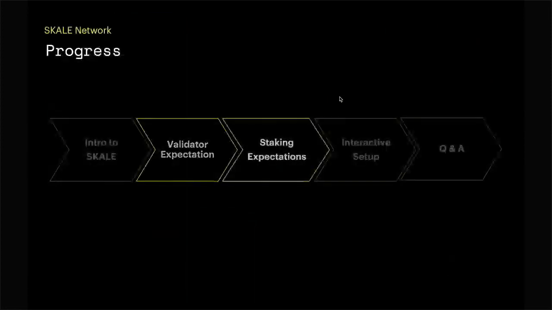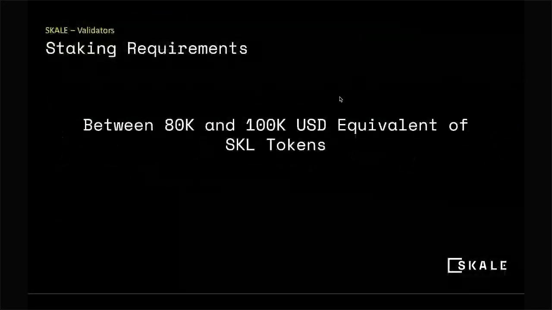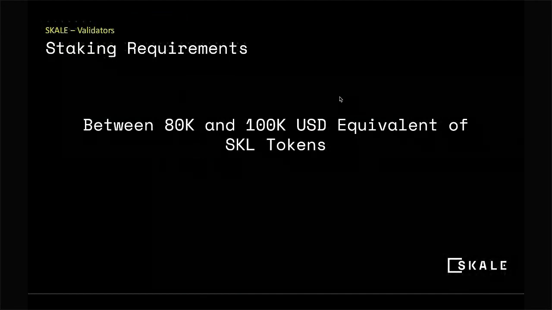The third part that we want to talk about is staking expectations. Now, this is where it gets exciting. For each node within the network, because we are a proof of stake protocol, you'll need to stake anywhere between 80 and 100K USD equivalent of Skale tokens. Now, don't be discouraged by this number. That doesn't mean you have to stake 100K on your own. Instead, what we're trying to do is set up a system where you only have to stake a small percentage and you're able to get delegated to by other investors or believers within the network.